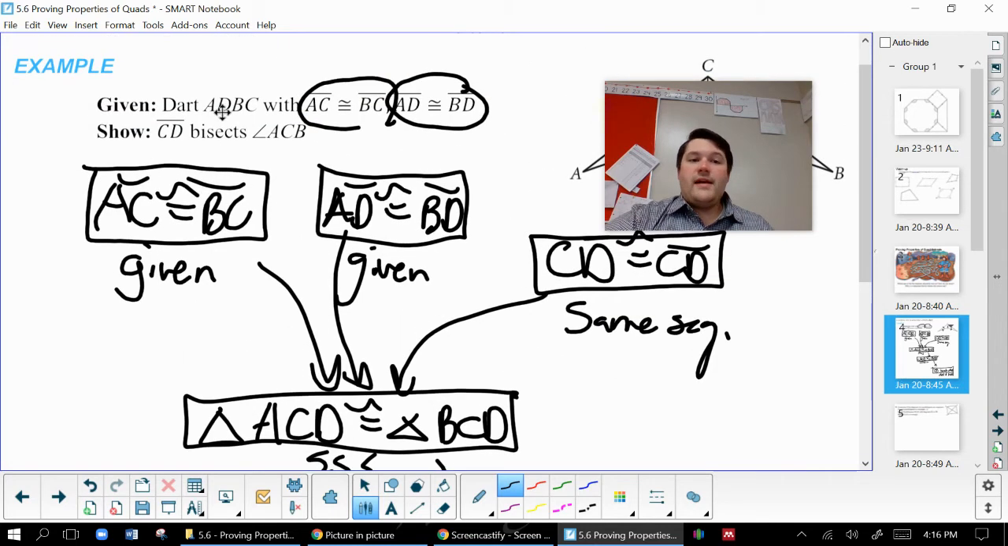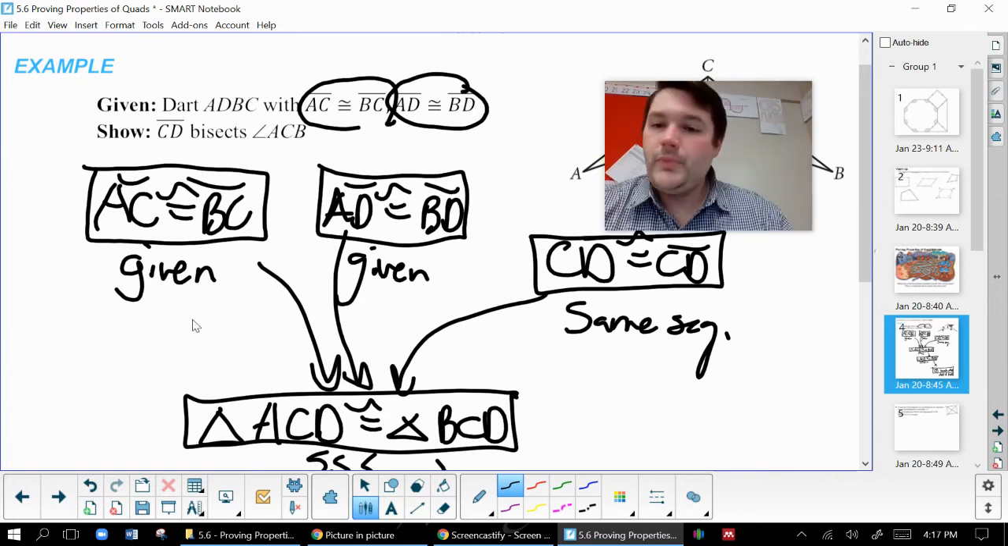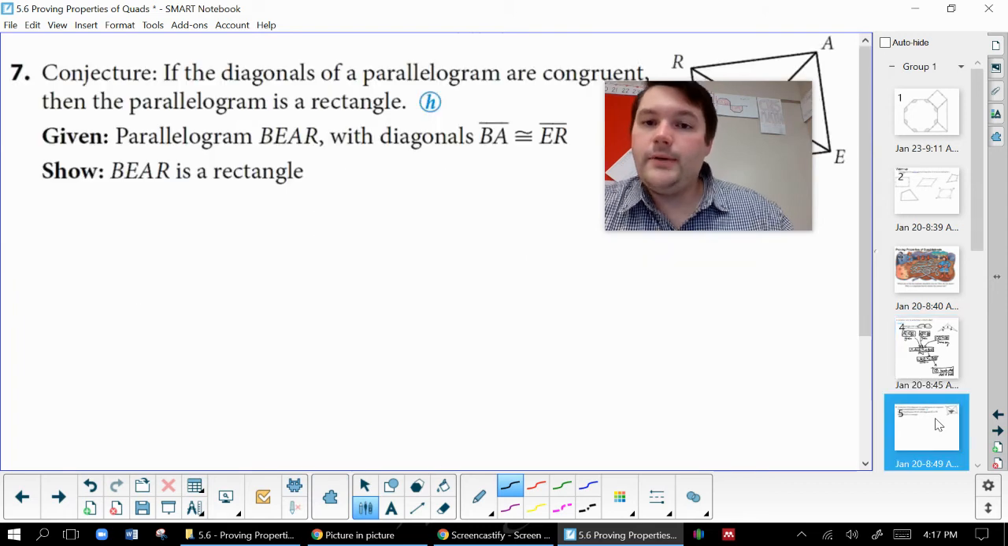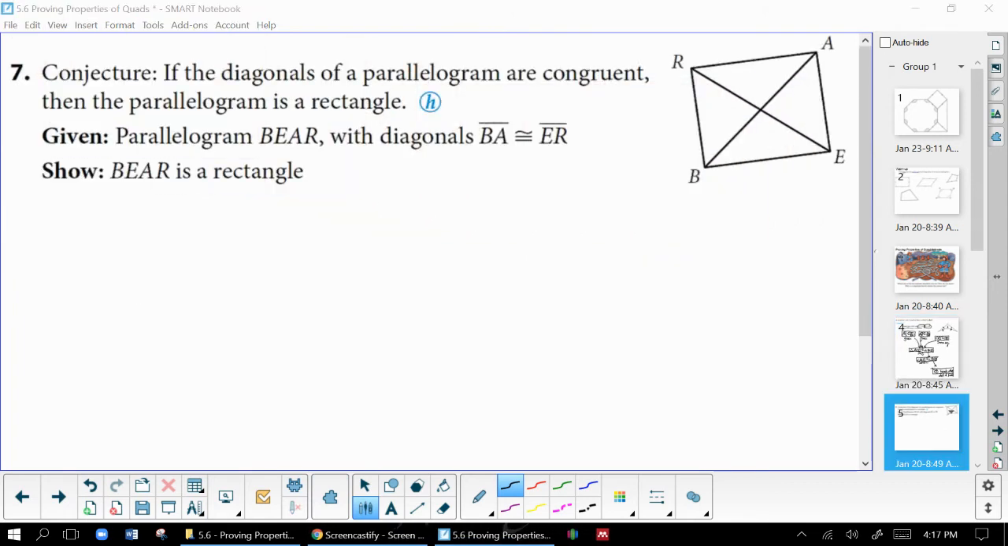And in this case, the fact that this thing was talked about as a dart or a quadrilateral doesn't really affect us at all. You'll see in the next one, there are some that you're going to have to know some things about quadrilaterals, parallelograms, rectangles, rhombuses, whatever, to be able to do. So let's take a look at the harder one here. And then from there, I'll give you the practice to do.